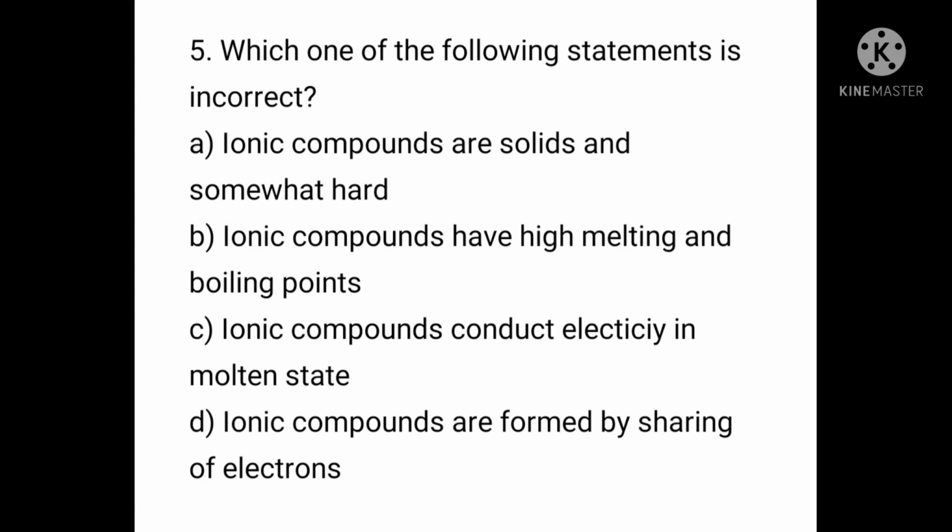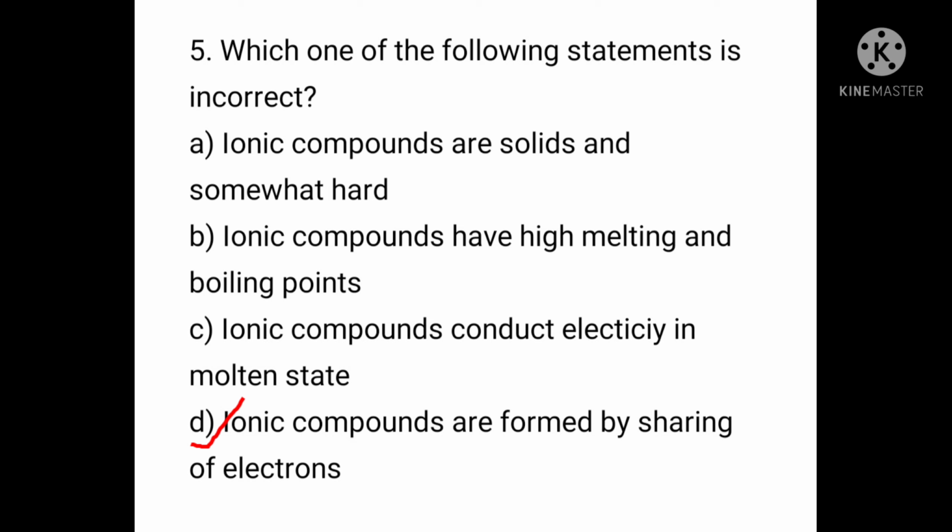Question number 5, which one of the following statements is incorrect? A. Ionic compounds are solids and somewhat hard. B. Ionic compounds have high melting and boiling points. Option C. Ionic compounds conduct electricity in molten state. Option D. Ionic compounds are formed by sharing of electrons. Here the correct option is option D.